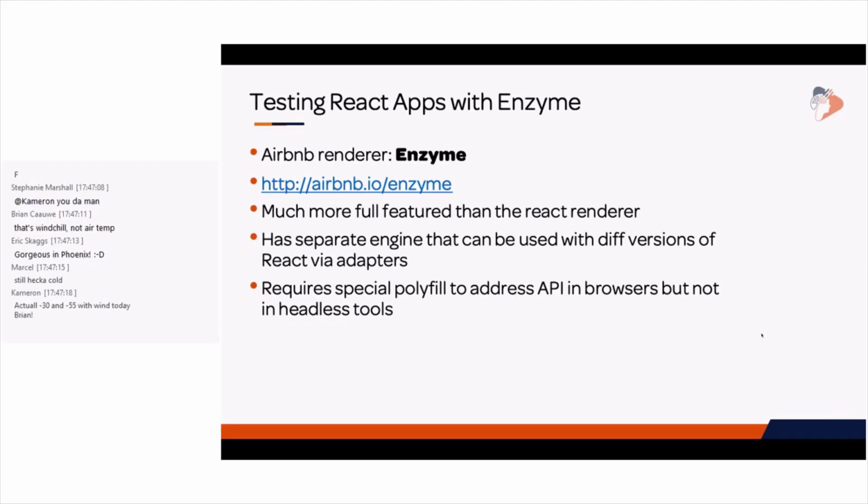So then you say, well, I want to go on to the next level here. I want to do something a little bit more with the rendering. And there's a company called Airbnb. Everybody's probably heard of it. What they did is they created a better rendering engine than what we get out of the box in React.